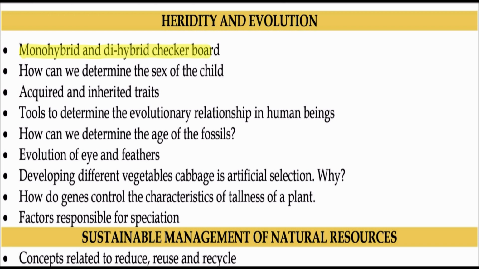Monohybrid and dihybrid checkerboard. How can we determine the sex of the child? Acquired and inherited traits. Tools to determine the evolutionary relationship in human beings. How can we determine the age of the fossils? Evolution of eye and feathers. Developing different vegetables from cabbage is artificial selection. Why? How do genes control the characteristics of tallness of a plant?